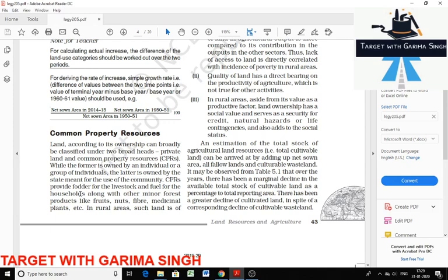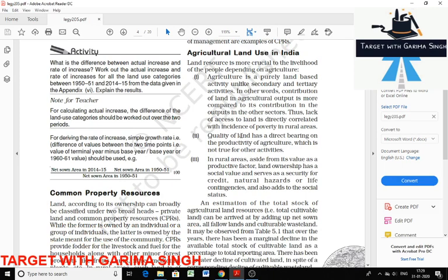Then agriculture land use in India. Most Indians are dependent on agriculture directly or indirectly for their subsistence. Agriculture is mainly a land-based activity, unlike the secondary and tertiary sectors. The role of quality of land is important in agriculture. The more fertile the land is, the more output it gives. Ownership of land resource is considered a social status in rural areas. It is also seen as security for credit, natural hazard or life contingency.